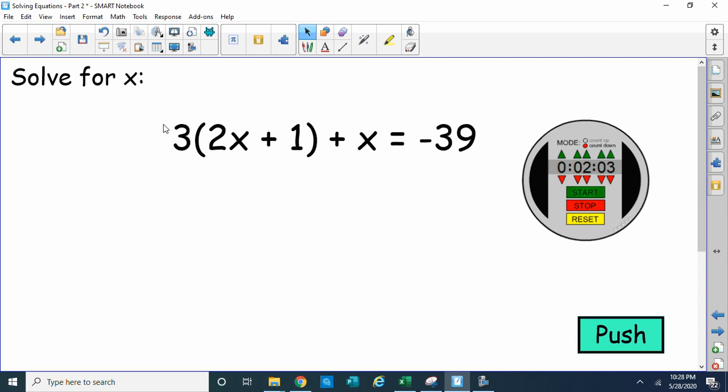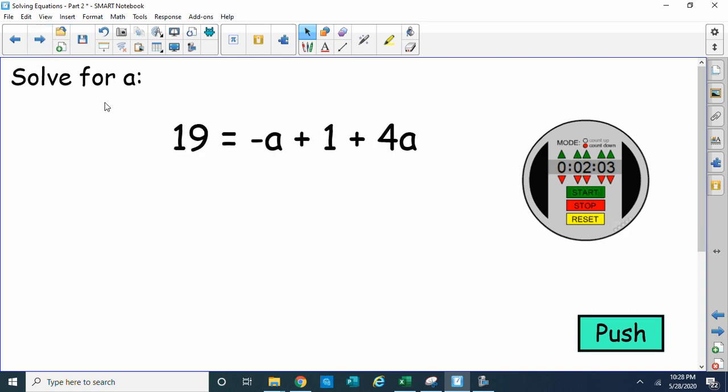So here's one for you I want you to solve. See if you can solve it in 2 minutes and 3 seconds. 3 parenthesis 2x plus 1 parenthesis plus x equals negative 39. So I'll give you 2 minutes and 3 seconds. I'm not going to start the clock. You can do it on your own time.